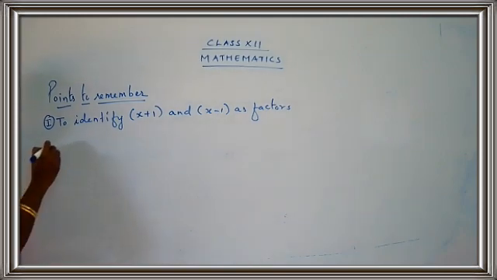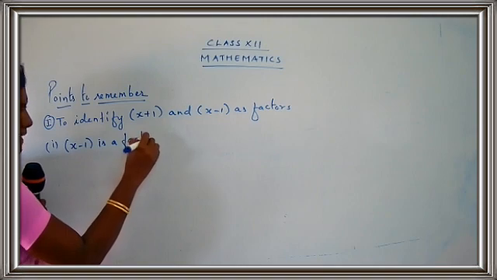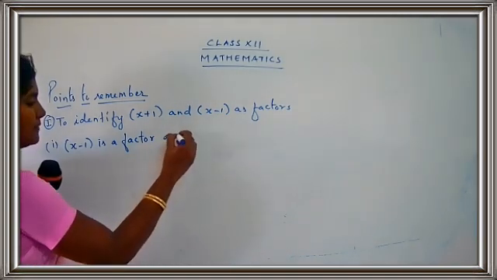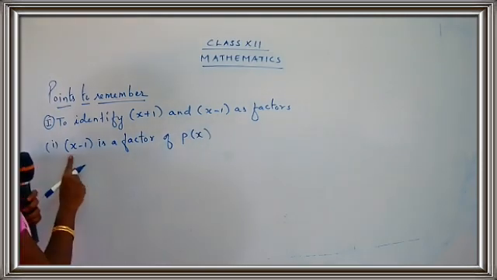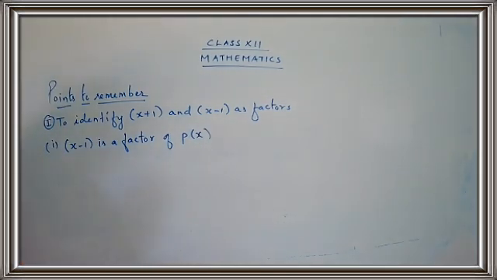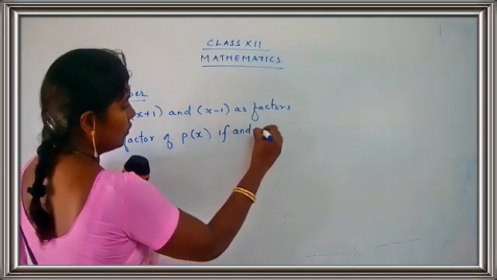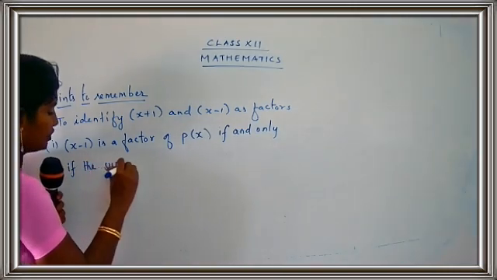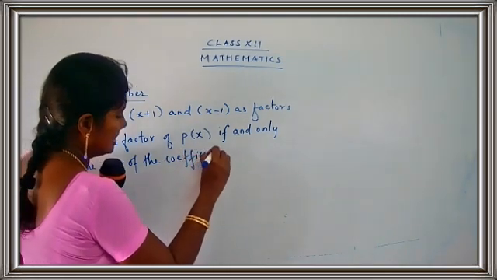The first one will be x minus 1 is a factor. When you call x minus 1 as a factor of a given equation, you call x minus 1 as a factor of p(x). Okay? Of p(x) means your polynomial. So I'll just put your p(x). p(x) is a polynomial. x minus 1 is a factor of p(x) if and only if the sum of the coefficients is 0. The sum of the coefficients is 0.